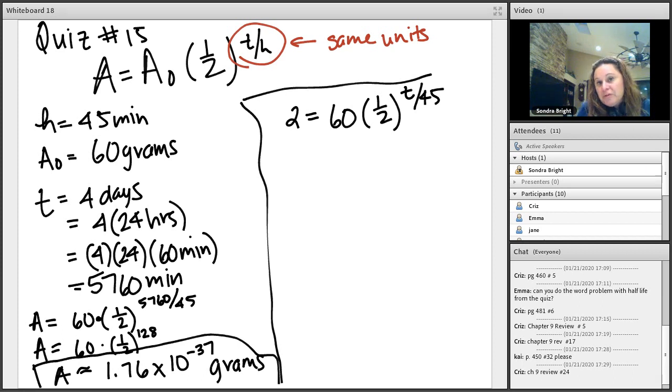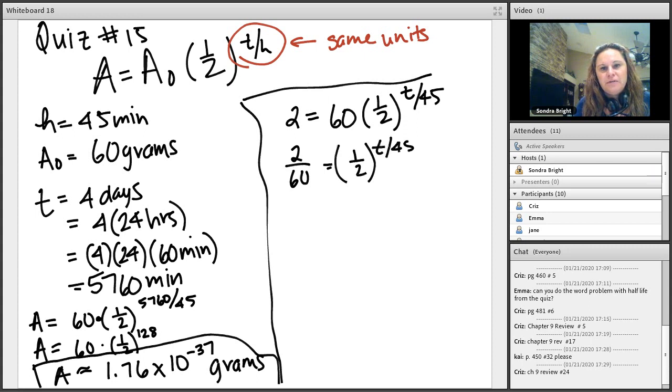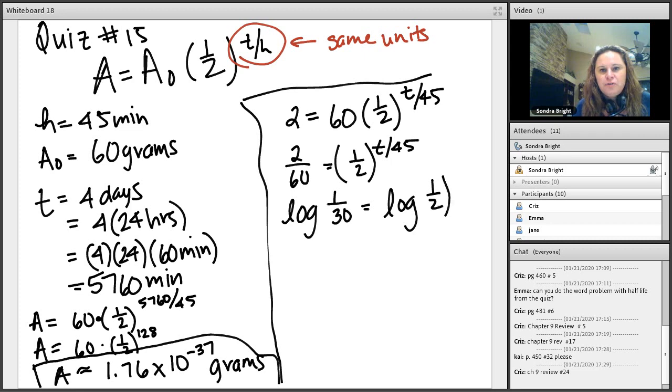Divide both sides. Remember, it's 1/2 to the t over 45. Don't multiply 60 times 1/2. That is completely wrong. Divide both sides by 60, and you'll have 2 over 60 is equal to 1/2 to the t over 45. And then take the log of both sides. I'm going to just do the common log since there's no e in this. Log of 1 over 30 is equal to log of 1/2 to the t over 45.